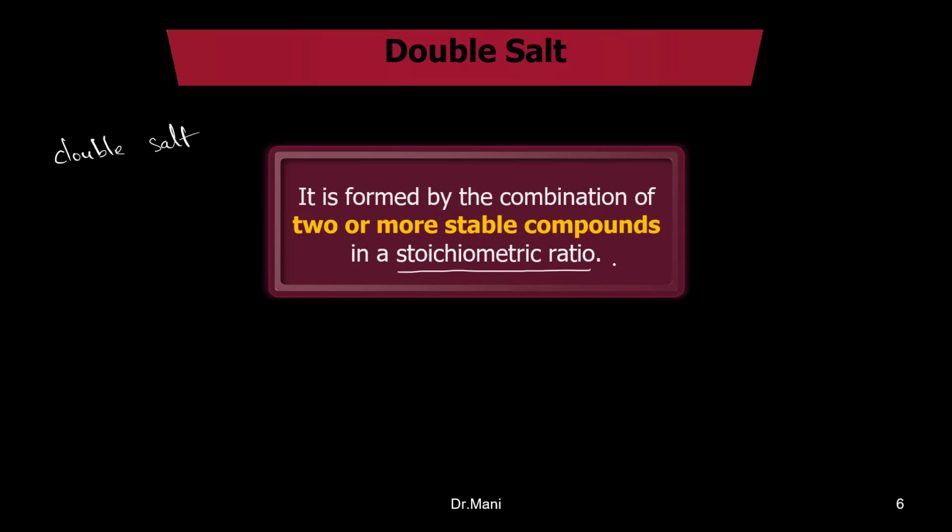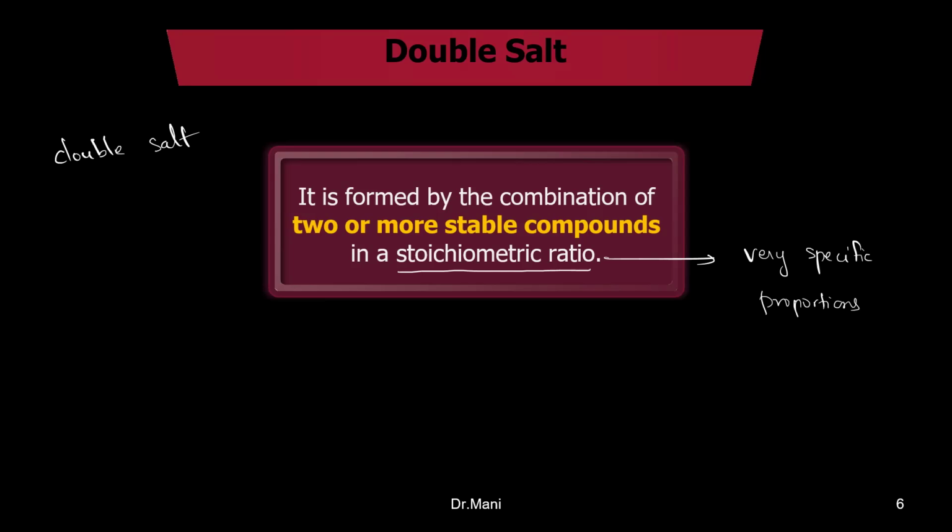Remember, the meaning of stoichiometric ratios is that they combine in very specific proportions. These proportions cannot be random; there are particular ratios, which we'll calculate based on different parameters. Is that clear? Guys, please respond. Is that clear? What is a double salt?